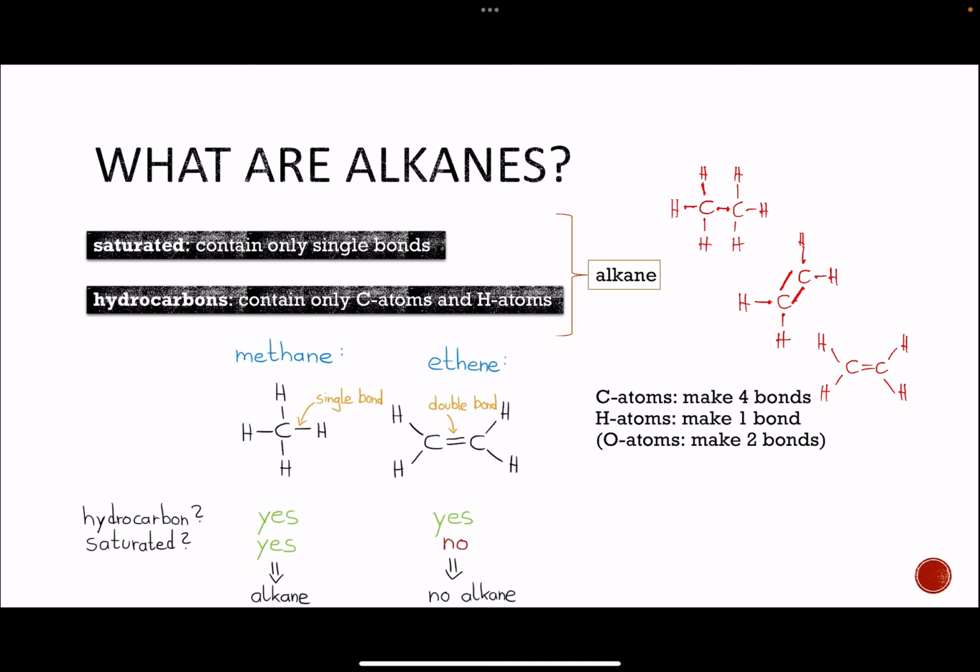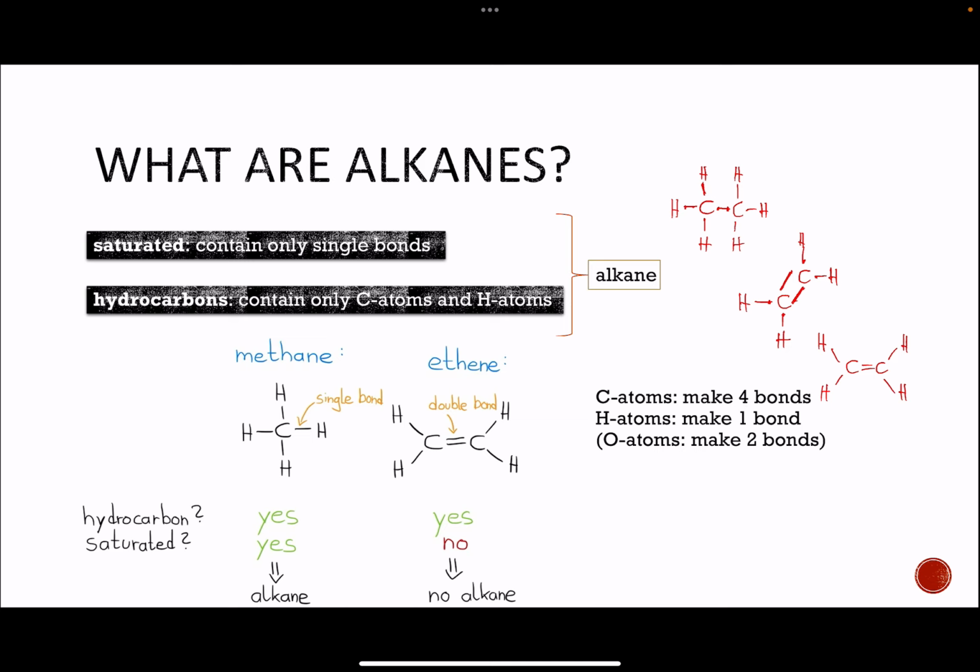Okay, what does hydrocarbon mean? Hydrocarbon means that a substance or molecule contains only carbon atoms and hydrogen atoms. We now want to have a look at two molecules, namely the molecule of methane and a molecule of a substance called ethene, and decide whether they are alkanes or not. And to do so, we have to check whether they are hydrocarbons. So the molecule of methane is a hydrocarbon because we can only see carbon and hydrogen atoms, and the same is true for ethene. Are both molecules saturated?